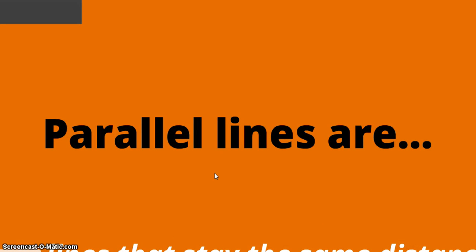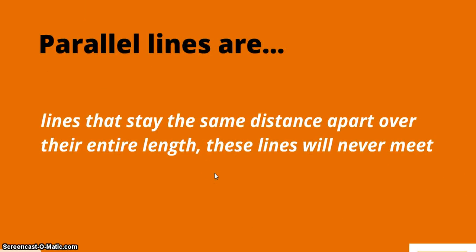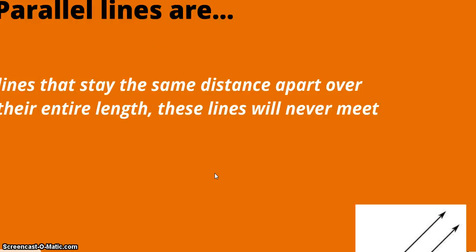Okay, parallel lines. Parallel lines are lines that stay the same distance apart over their entire length. These lines will never meet. They're never going to meet. They're never going to cross.